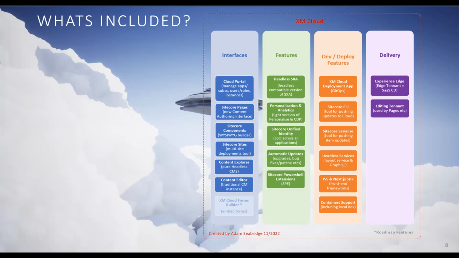And then looking at the deploy features, there is a piece of functionality called the XM Cloud Deploy app, which basically gives you GitOps templates to deploy your apps based on branches. So you set that up in the XM Cloud portal, configure the branches in your Git repo, and then based on the rules there, when you check in, it will deploy your changes automatically in the background, which is quite nice.